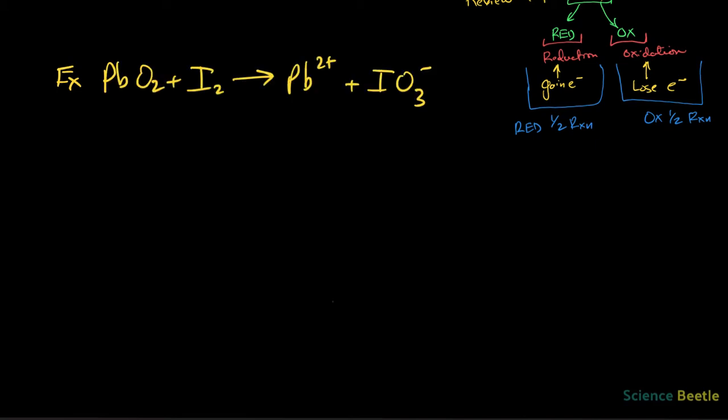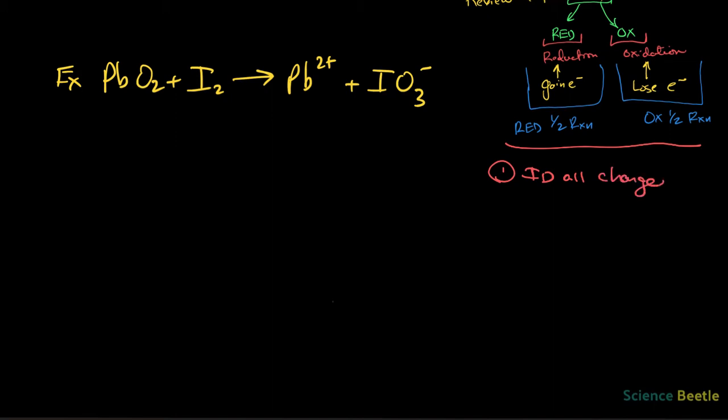All right, so here's the problem. We've got lead oxide combining with iodine gas, going to form lead 2+, and then iodine with 3 oxygens, iodate. This is an ion. The first thing we want to do is make sure we identify all of the charges. Let me write that down over here on the right-hand side. I'll do the steps here. Step 1, ID all charges.